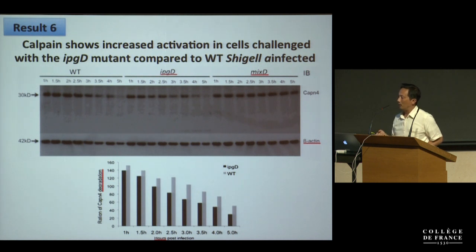And we know that there are some proteases, for example, disassembly of focal adhesions involves the activation of the calcium-dependent protease calpain, which will cleave focal adhesion proteins and disassemble focal adhesions. So we looked at calpain activation, and these are standard blots looking at the disappearance of calpain, because calpain, upon activation, is autoproteolyzed, so it disappears. And you can clearly see that in the IPGD mutant, this cleavage occurs more rapidly than in the wild type, and this is quantified here.